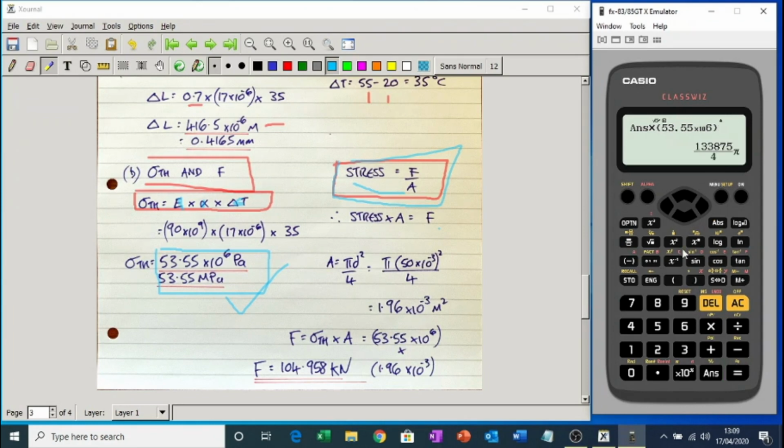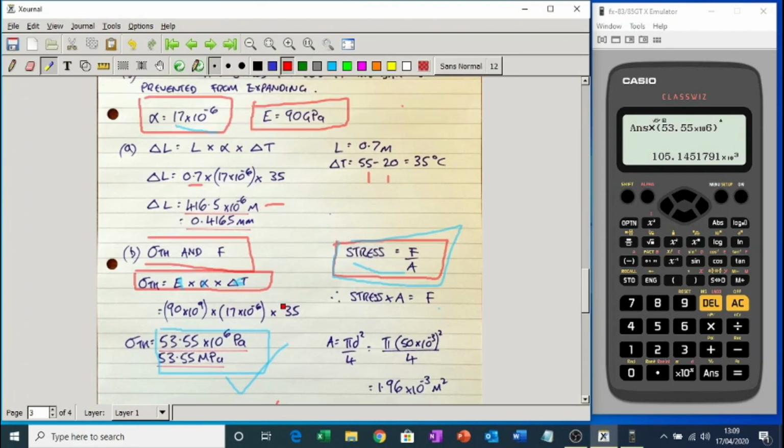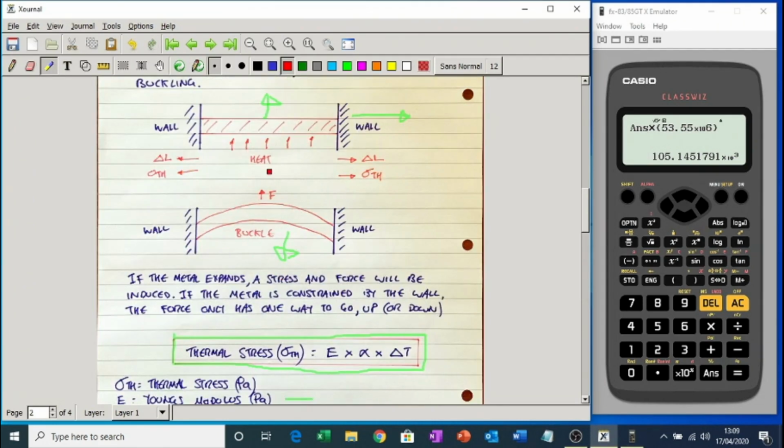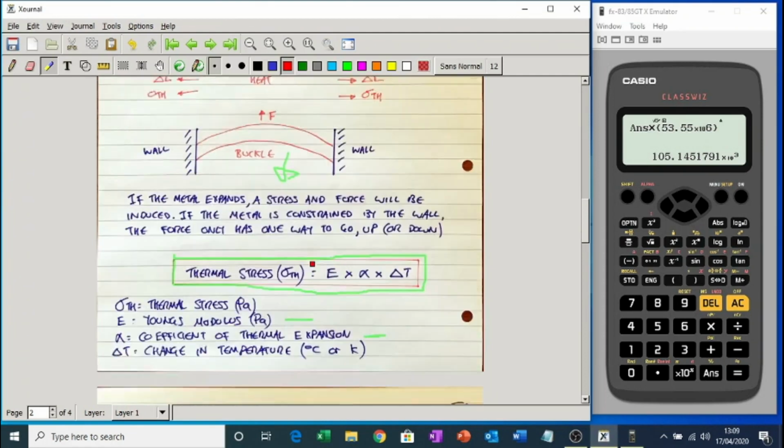Gives me 105 kilo. Obviously, because I've rounded a bit, that's why I got a different answer here, but 104, 105 kilonewtons. That's the force that would be induced due to that change in temperature. So that would be the force perhaps causing this thing to go up or down, buckling. If it could expand this way, the force would be going that way. If it can't, it's going to go somewhere.